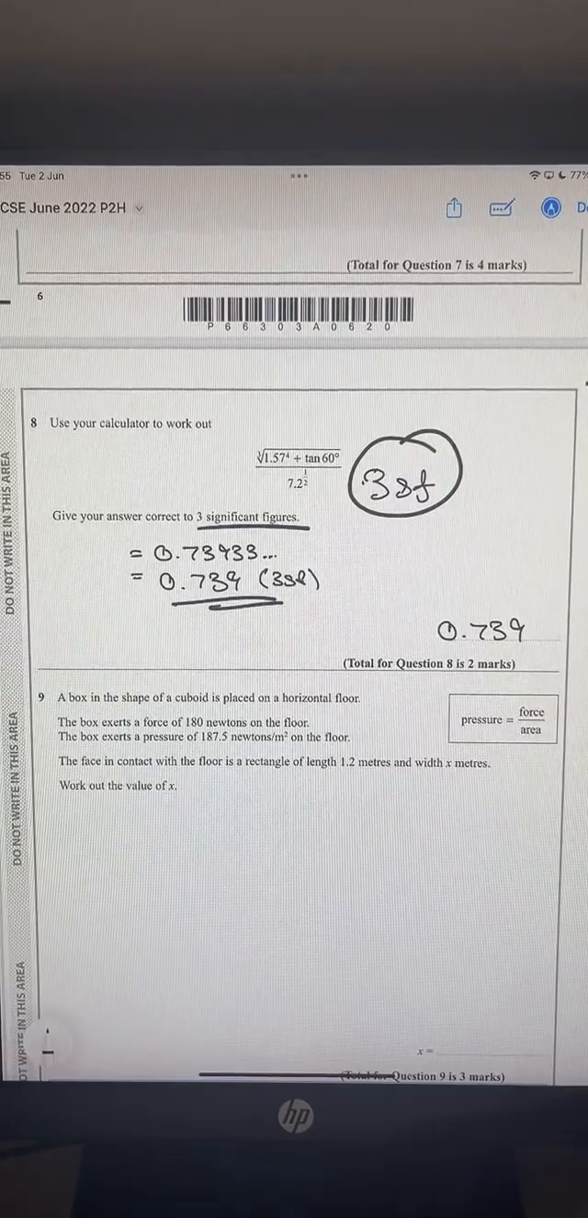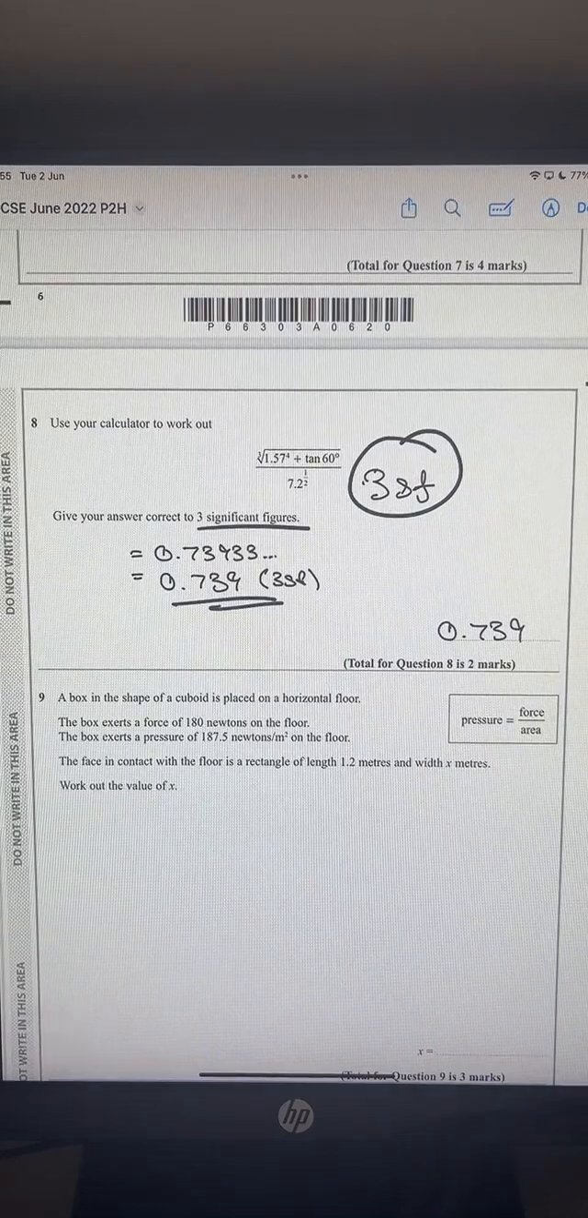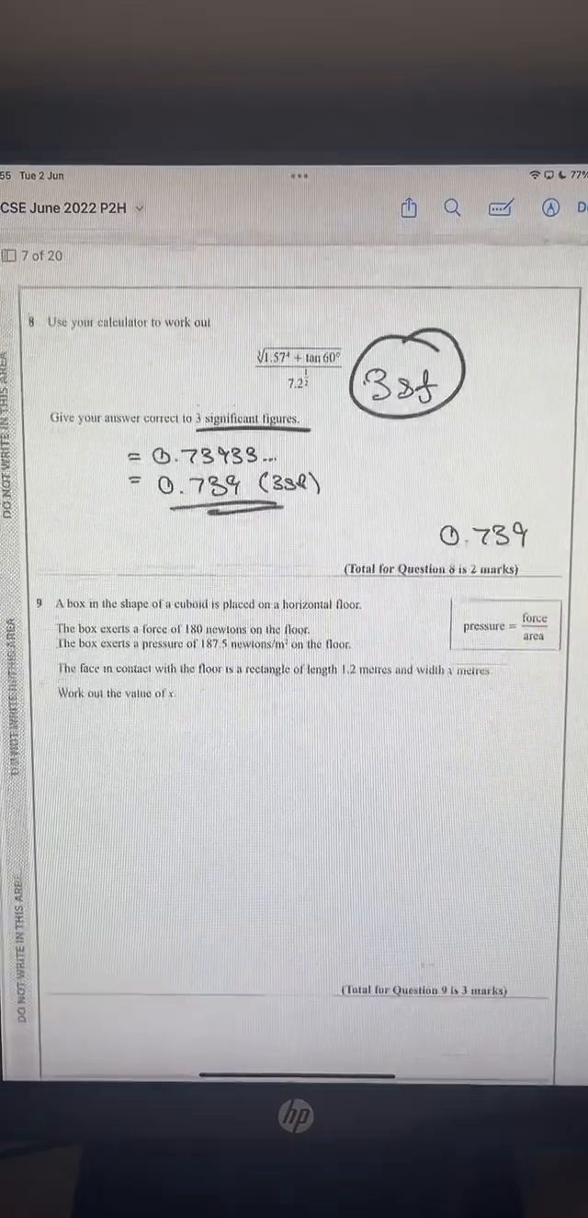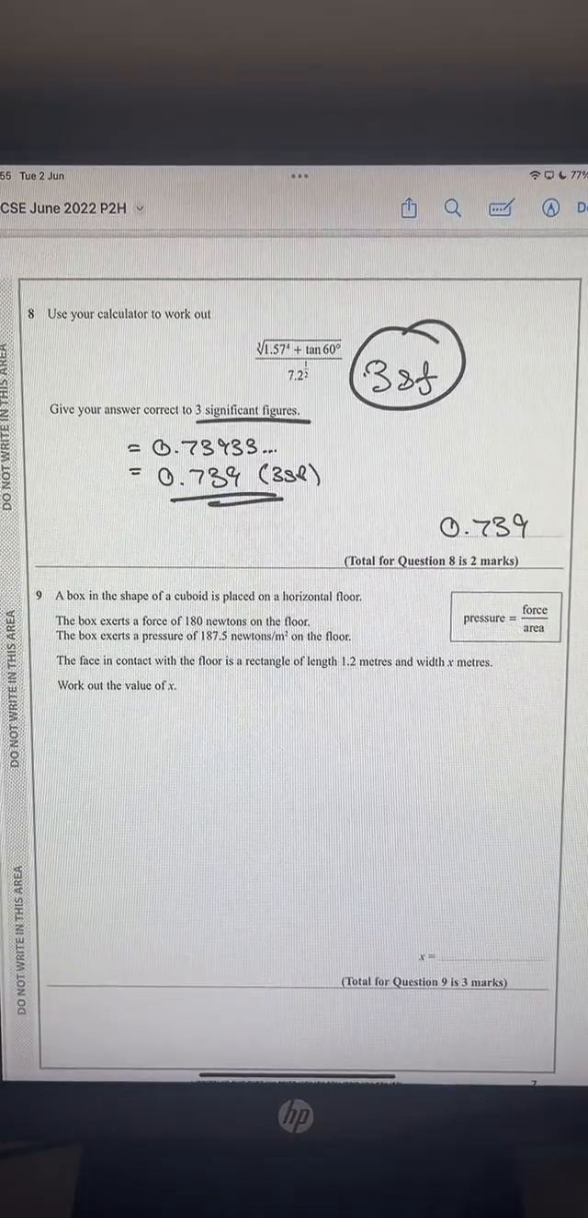I'm not 100% sure if this comes up in a foundation. If someone who does foundation has seen this before, feel free to confirm. I don't see why not, because it's just using a calculator. But in my opinion, very nice, free marks. I hope you guys get this question in your exam tomorrow.